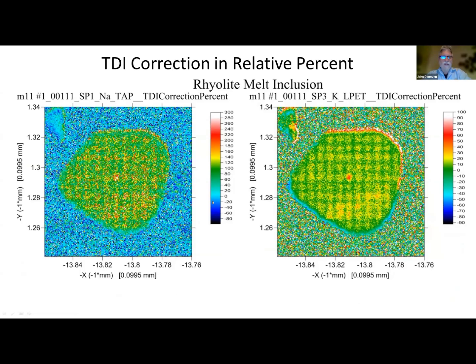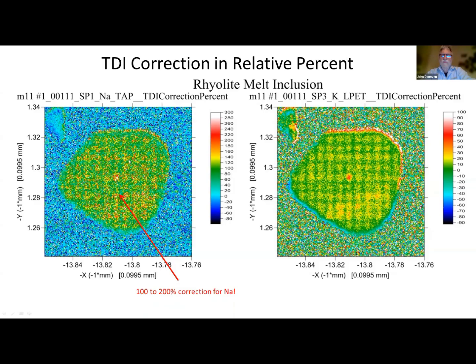And here is the degree of correction that we performed. The sodium in this particular melt inclusion was about a 100 to 200% correction. So a very large effect. This is not a map of intensities. This is a map of the correction.